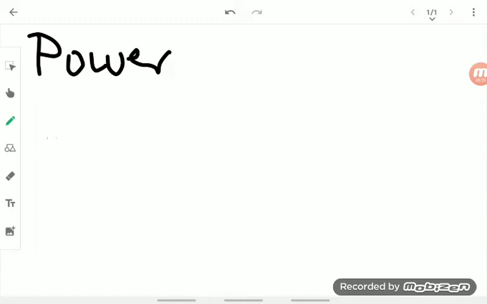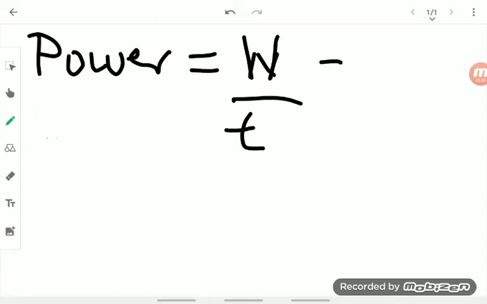So power is the rate at which work is done. So it is work divided by time, or energy divided by time, right? So power is the rate at which energy is transferred, or the rate at which energy is produced, right? So it's work divided by time or energy divided by time.